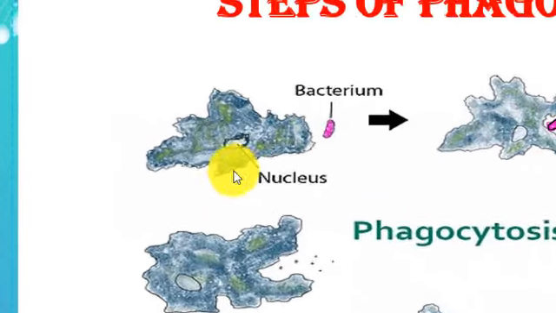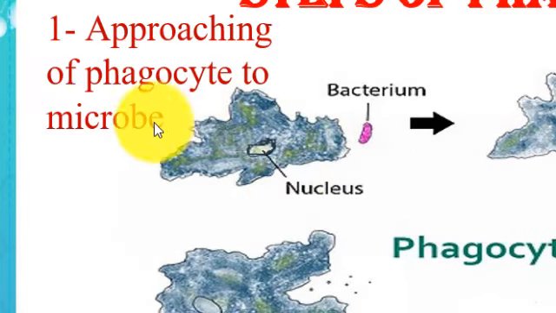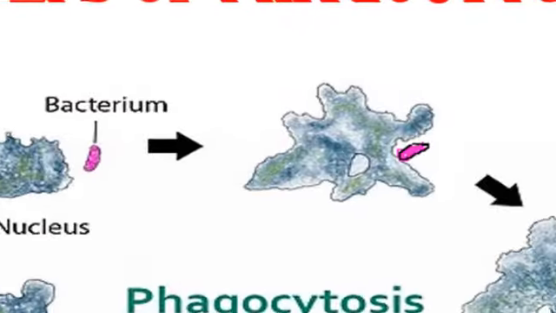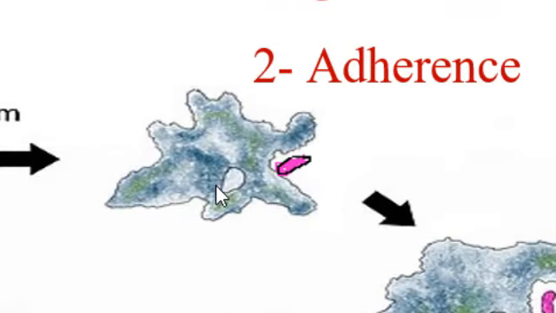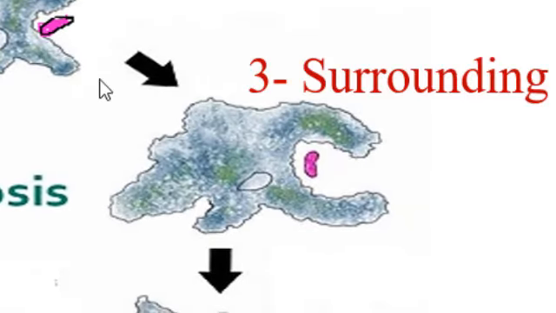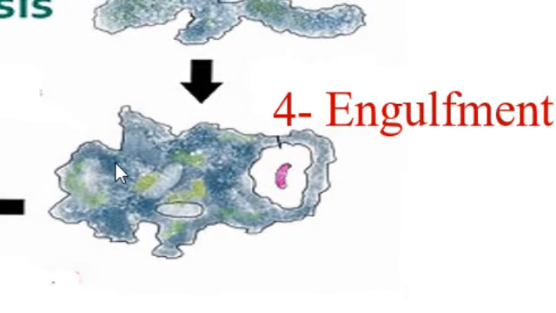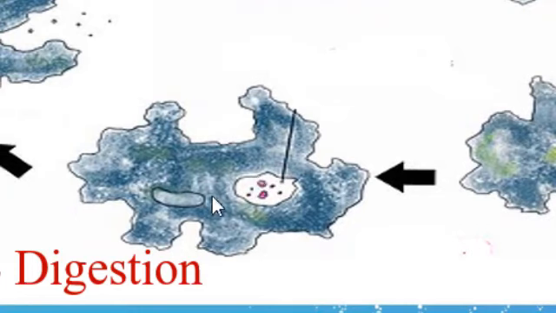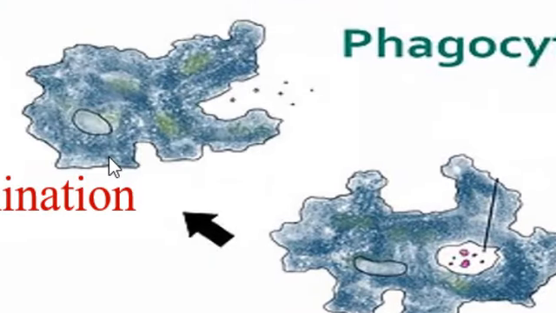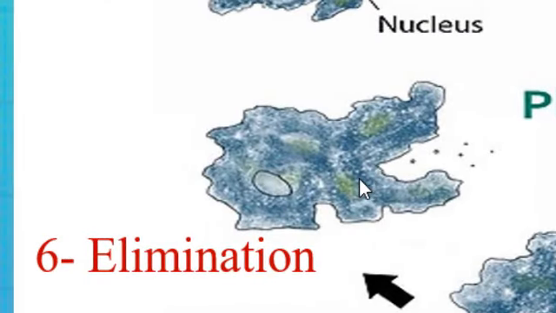The first step is approaching of a phagocyte to a microbe. The second step is adherence. The third step is surrounding. The fourth step is engulfment. The fifth step is digestion. And the last step is elimination.